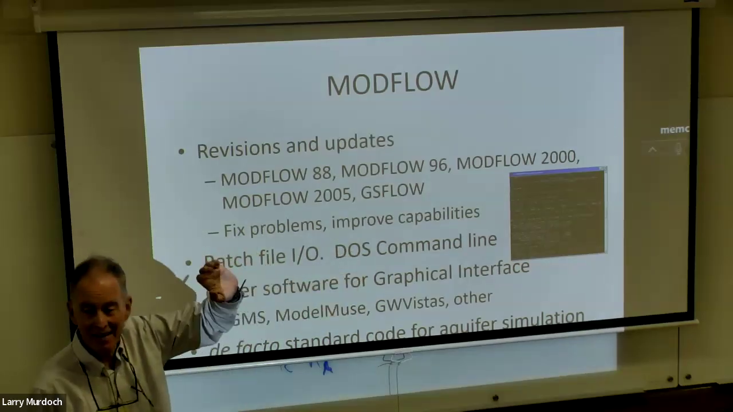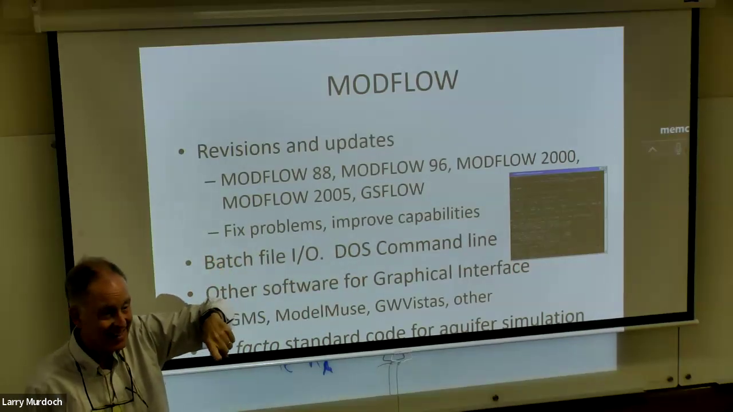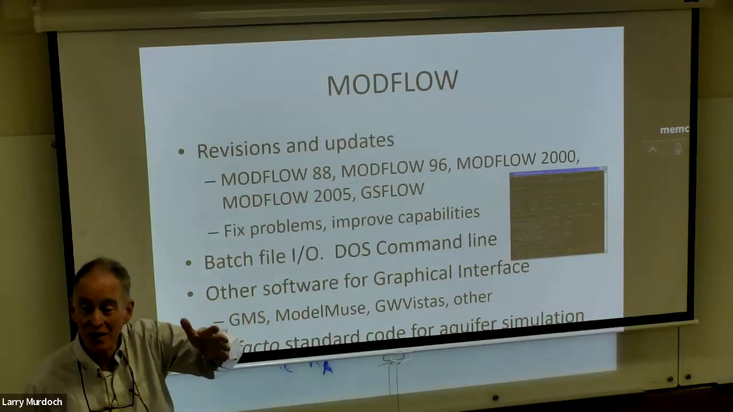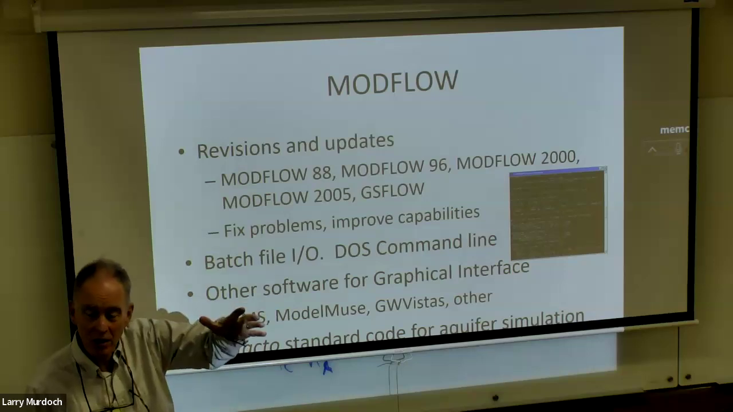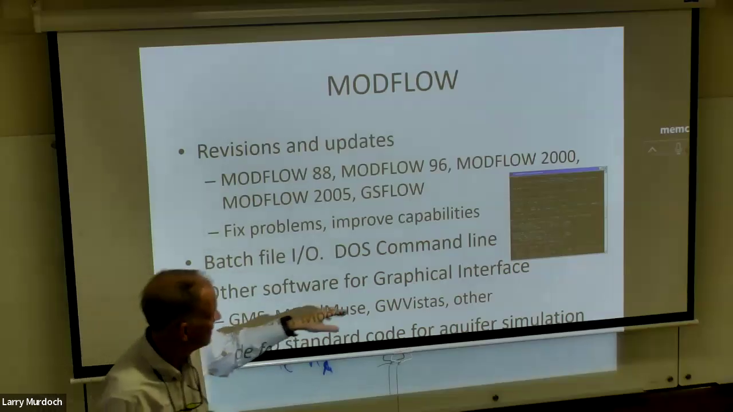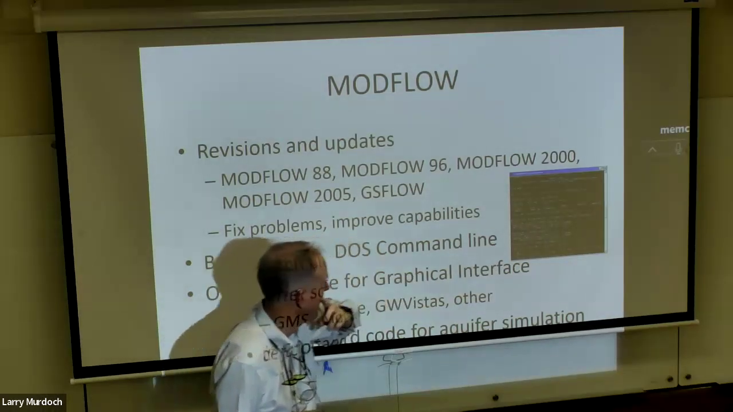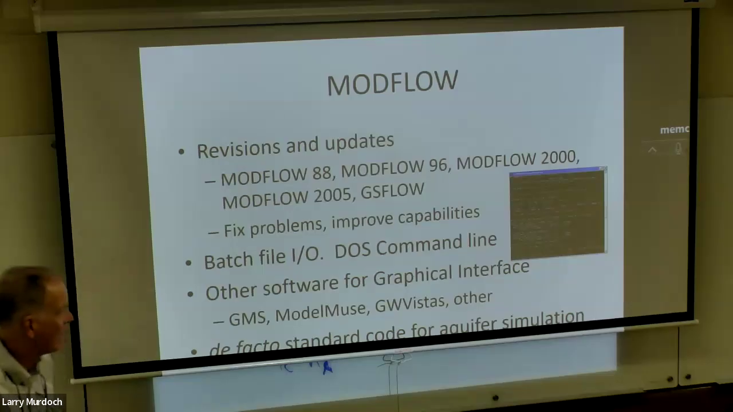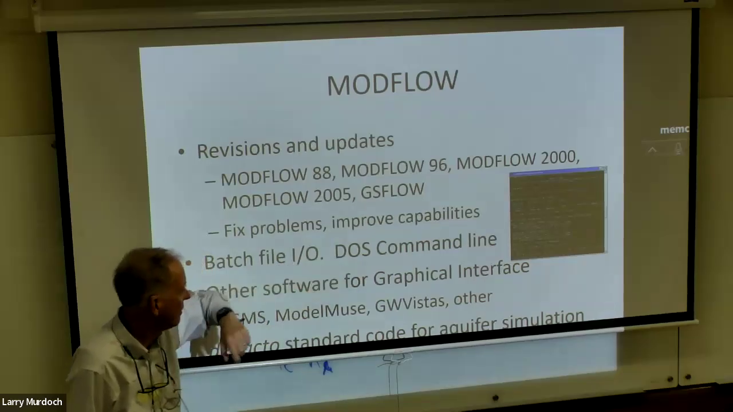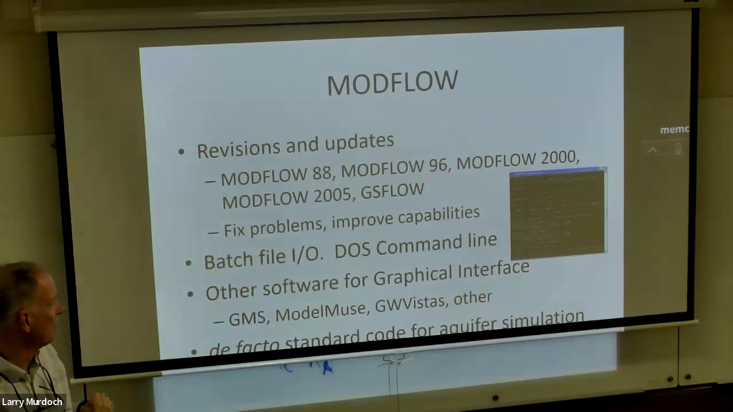Who knows what a DOS command line is? No? Okay. So it used to be that for Windows, when you were using a computer, you had just a single line. You would type in a command and run things that you wanted. So this is the original way that computers worked, the original operating system for computers.